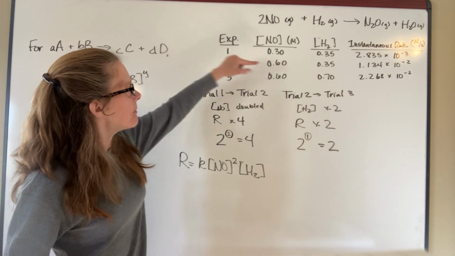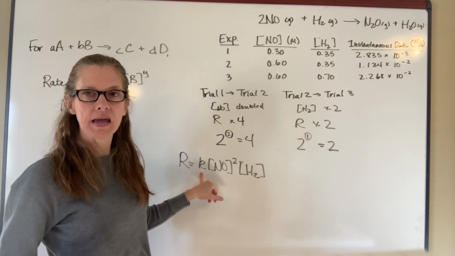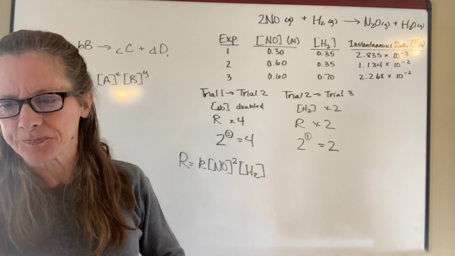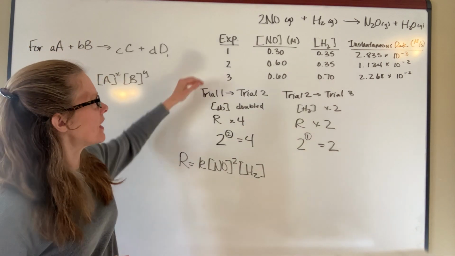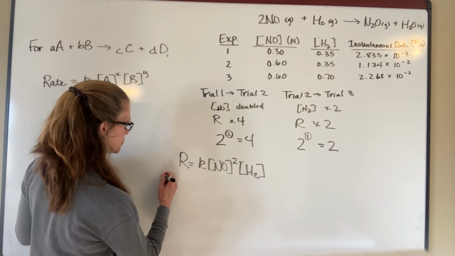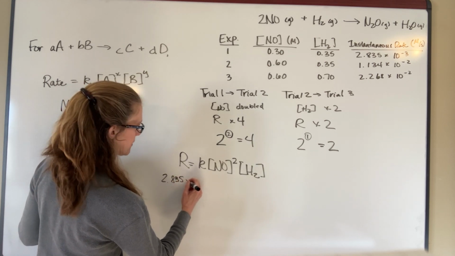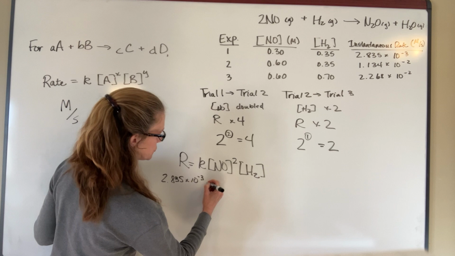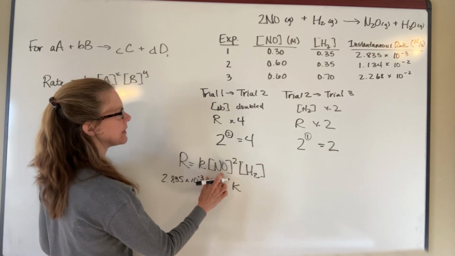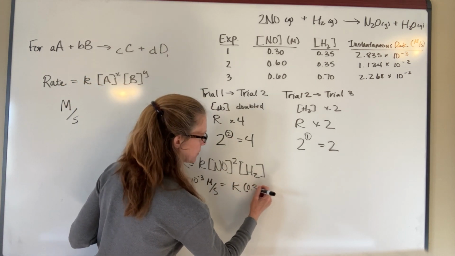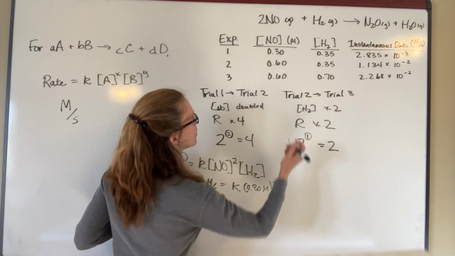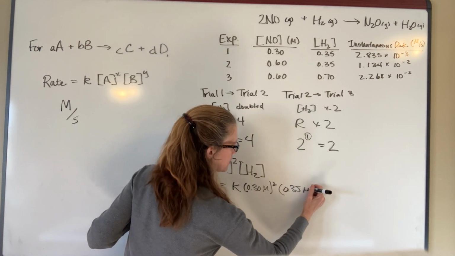You can use the data from any of these trials to figure out what K is. You just can't mix them up. You can pick any one that you want, and it doesn't make a bit of difference. Okay, so let's say I just take the first trial, and for the rate, I'm going to plug in the rate that they got, which is 2.835 times 10 to the minus 3, and the units are molarity per second, equals K times the concentration of NO, which was 0.30 molar, squared, times the concentration of the hydrogen, which was 0.35 molar.